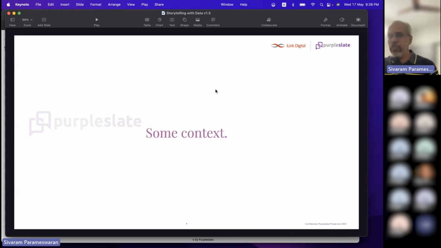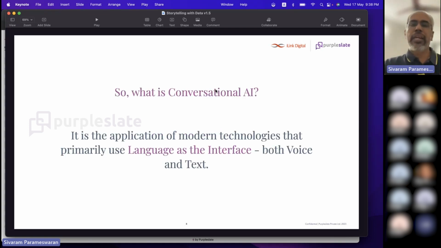So before I jump into the topic, I just want to set some context, starting with, what exactly is conversational AI? Anybody who's already worked on it, please forgive me for this quick introduction. It's the application of modern technologies, which is a definition we tend to give, that use primarily language as an interface, both text as well as voice, right?